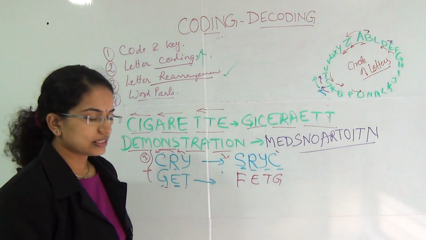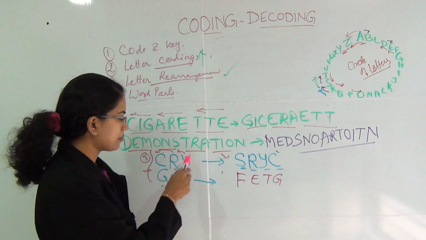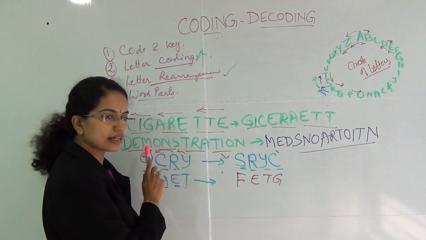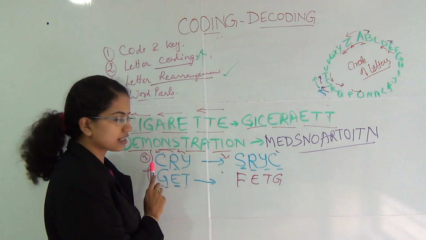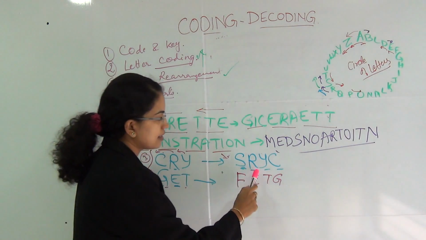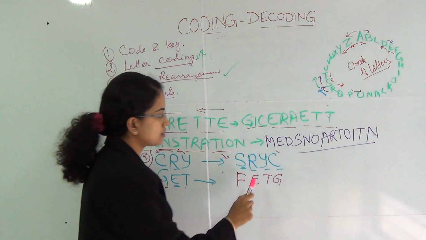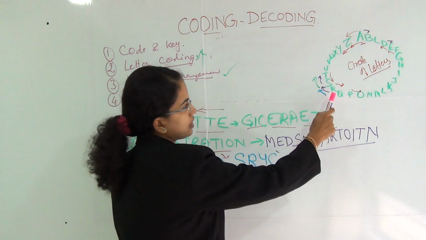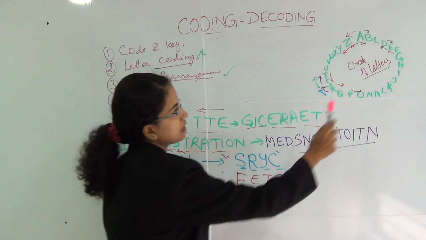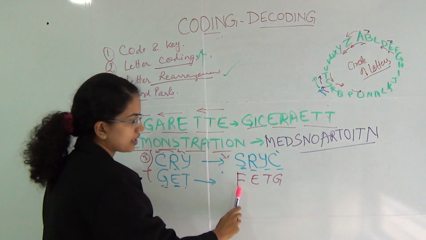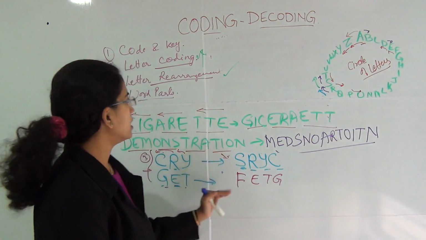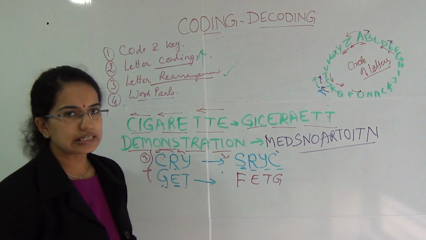Now to make it once again clear, what I am doing is rearranging these letters. I am moving the middle letter to the first position, then the last letter and the first letter. When I have rearranged these letters, after R what comes is S, so I am putting S in front of it. After E, what comes is F, so I am putting F in front of this. So this is a simple problem where I am trying to merge letter coding and letter rearrangement.